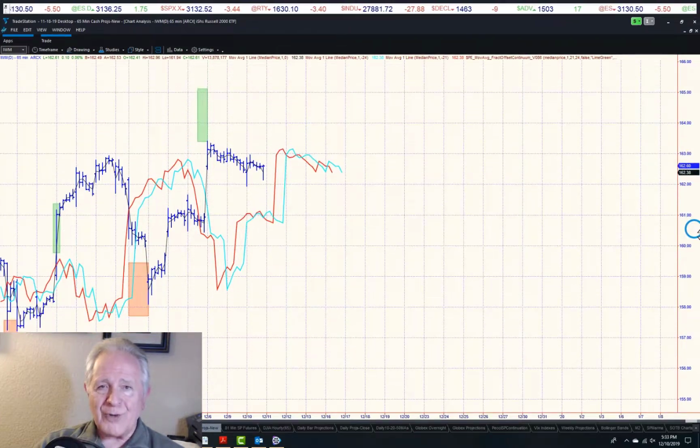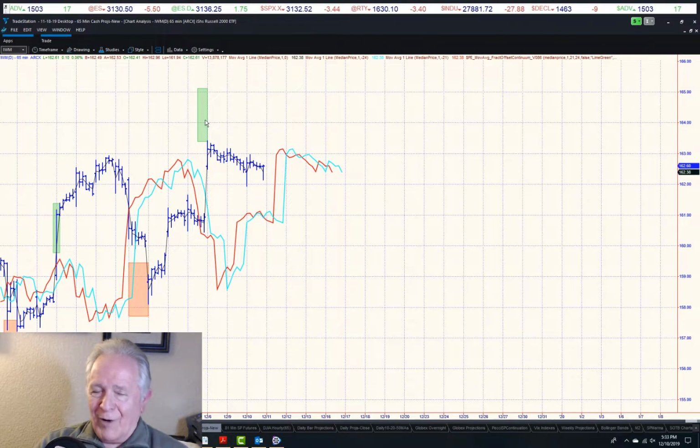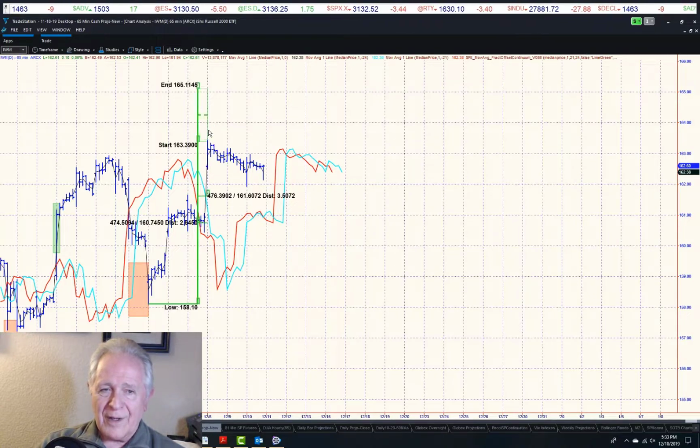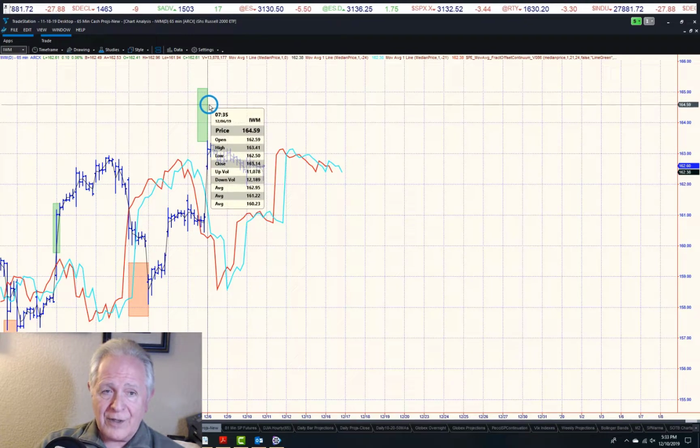Look what happened, folks. This upside projection that wasn't met on the S&P or on the Dow or on the New York composite, let's see what it calls for. Call for a high of at least 163.39. The high here was 163.41. I mean, you can't get much closer than that. A fabulous projection that was met 2 cents inside the projection window.